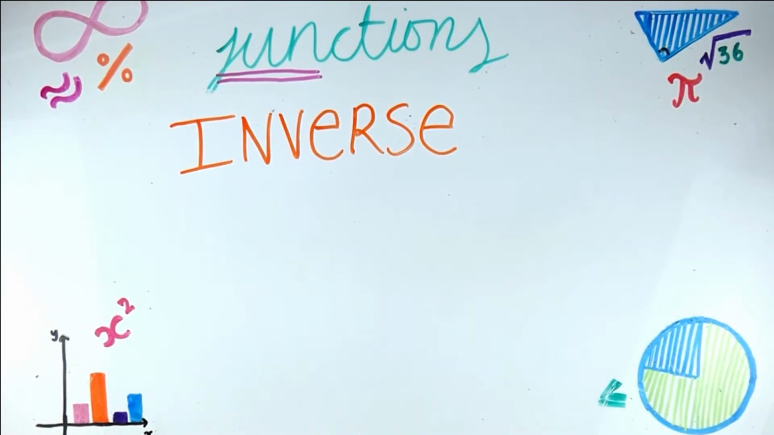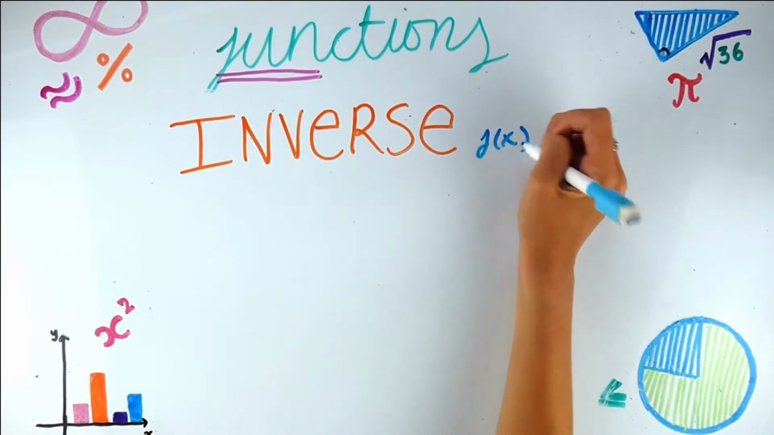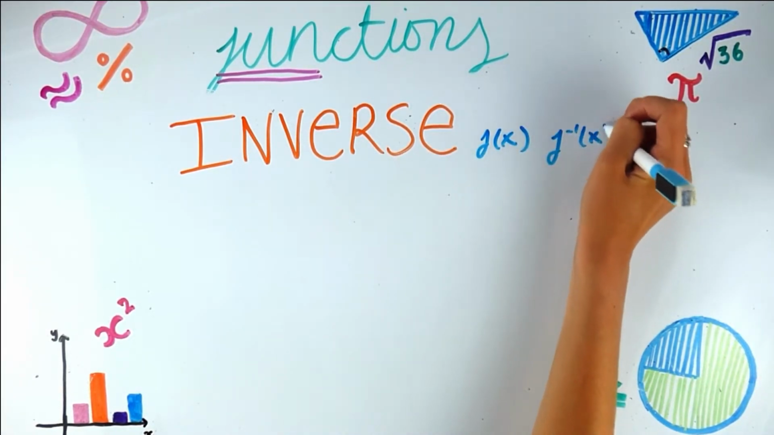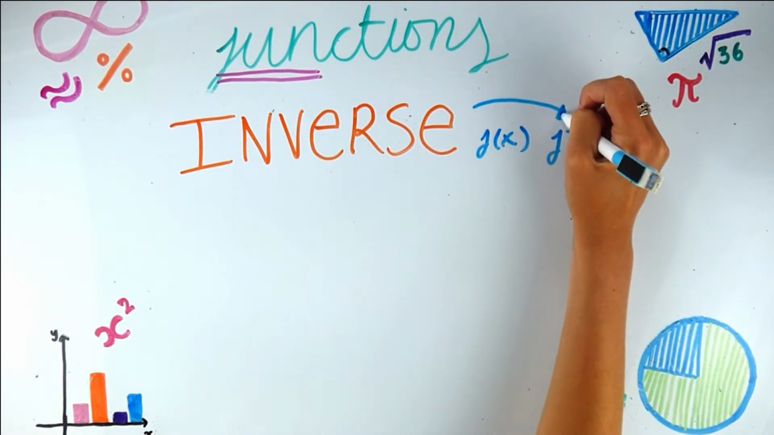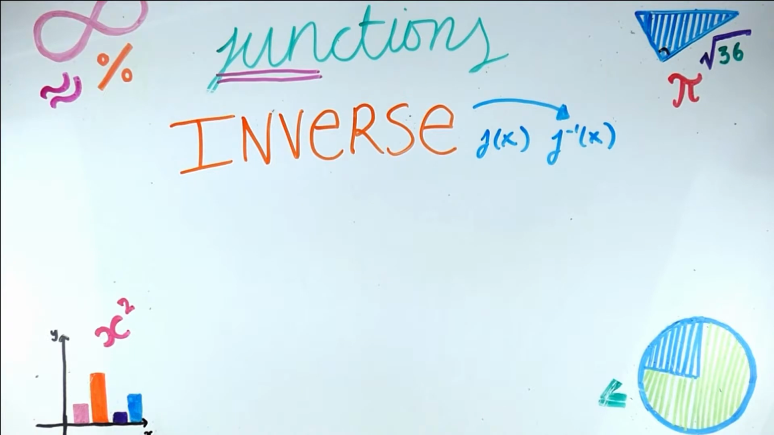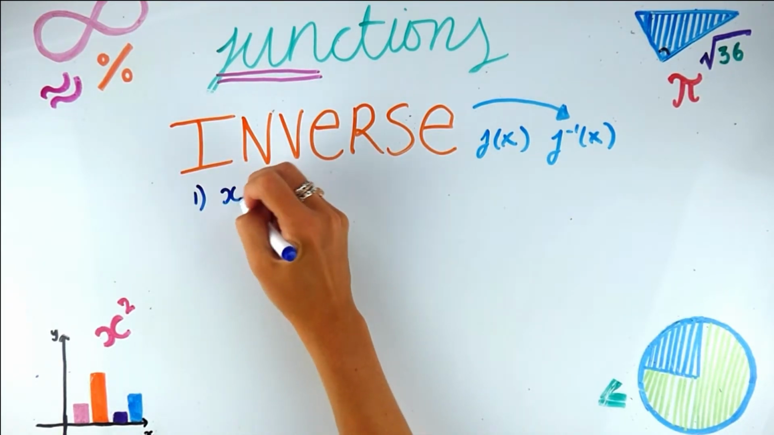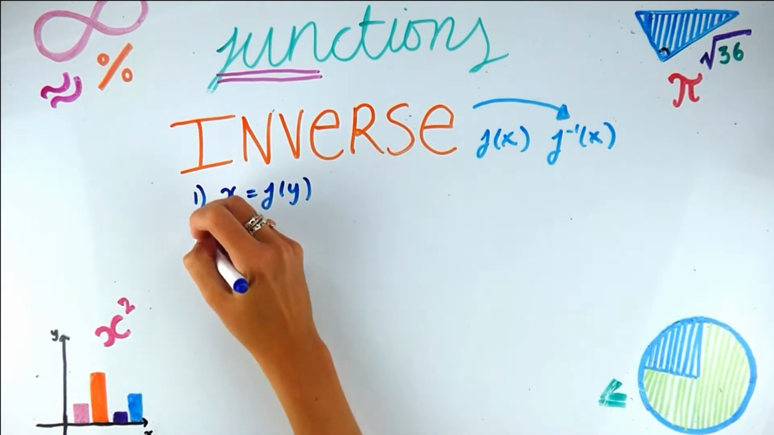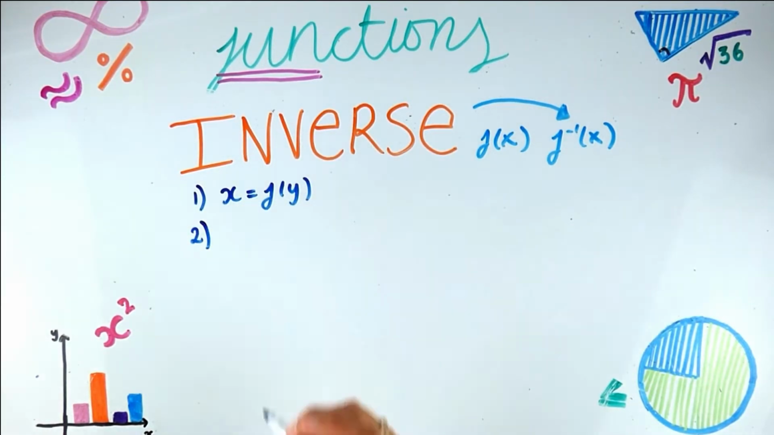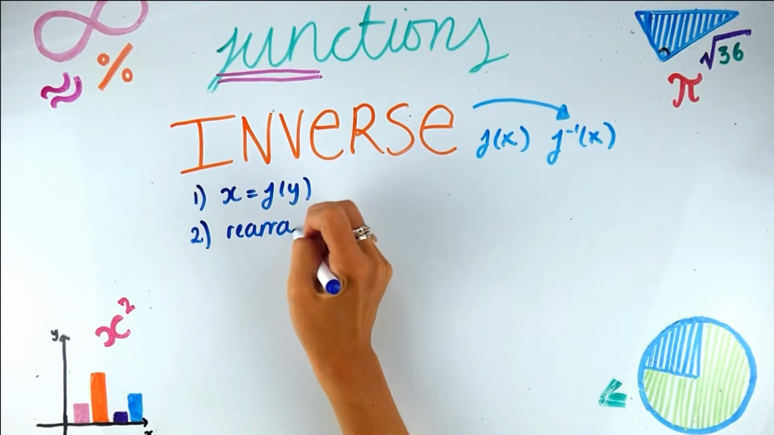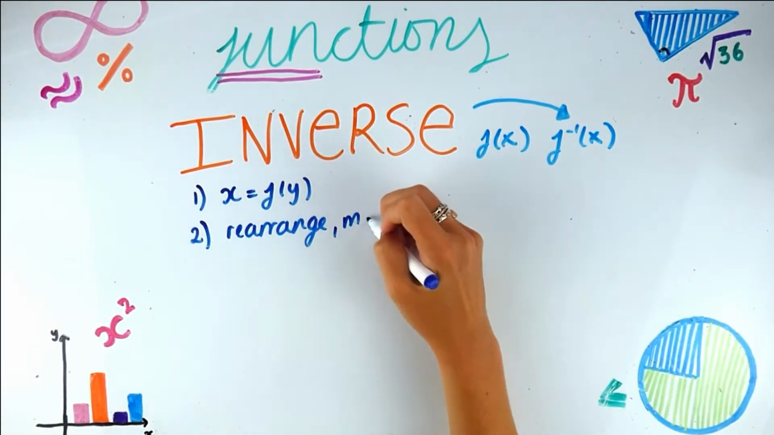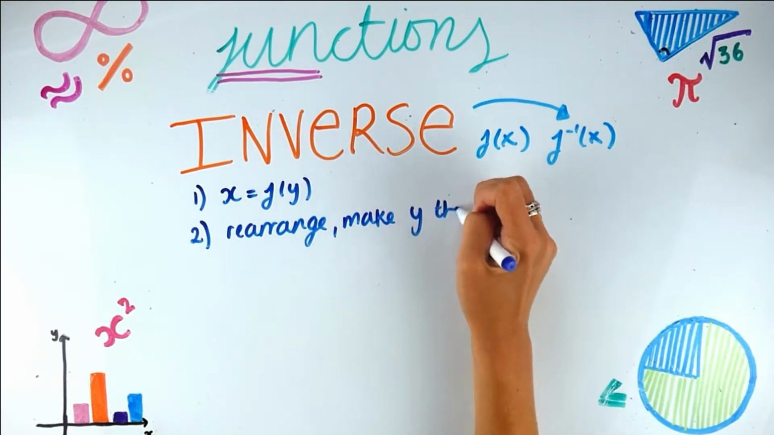Let's now have a look at inverse functions. So if I have a function, it has an inverse. So if I have f(x), there exists an f to the minus 1 of x, and this is the inverse function. And we can work these out using some steps. So the first step is you write down x equals f(y). The second step, we'll have a go at this in a minute, is rearrange, make y the subject.